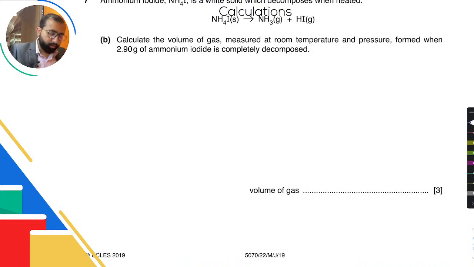All right, let's do this question. Ammonium iodide is a white solid which decomposes when heated. Ammonium ion, we already know, breaks down into ammonia and H positive, and that is why ammonium salts are acidic when they react. Calculate the volume of gas formed when 2.9 gram of ammonium iodide is completely decomposed. We have 2.9 grams of this thing, and we want to figure out the volume of gas.